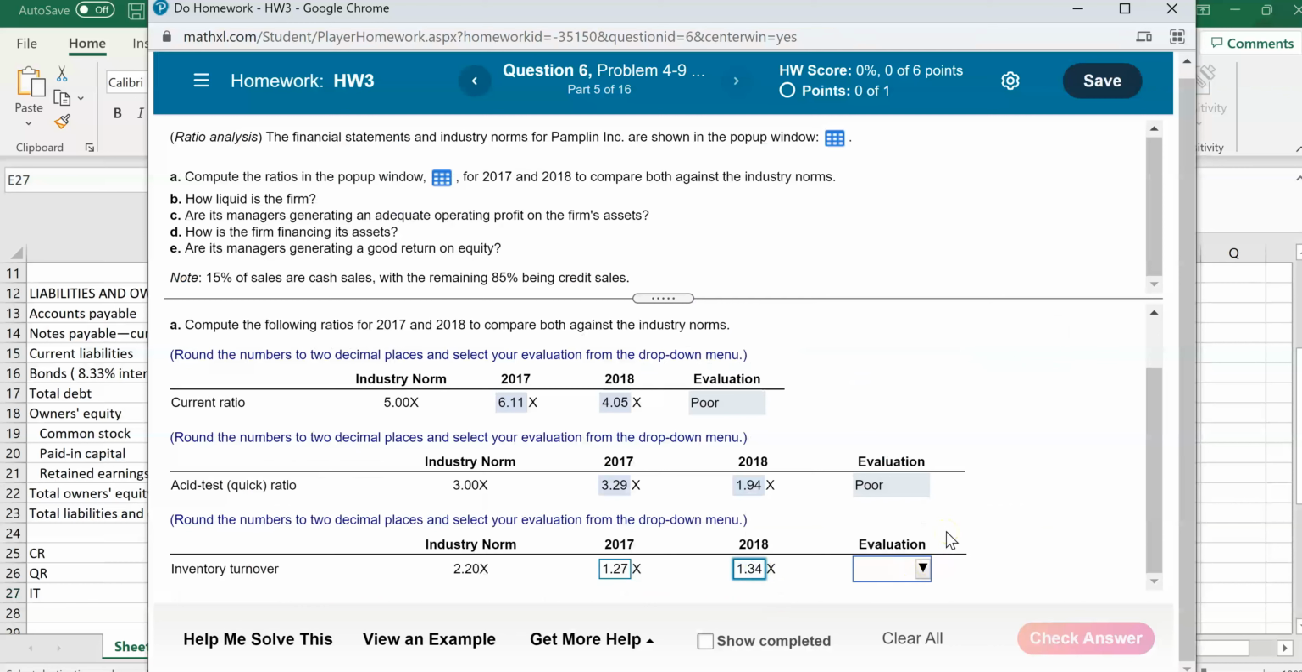So we can see that the higher this ratio, it means that the faster inventories are converted into sales, hence the costs which are associated with those inventories can enter into the cost of goods sold faster. And we can see that it has been improving over the years, but still this is smaller than the industry norm, right? Even though it's improving slightly, it's still less than the industry norm. So we can still say that this is poor.